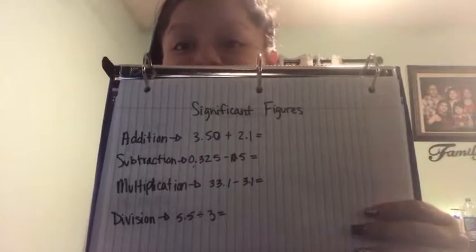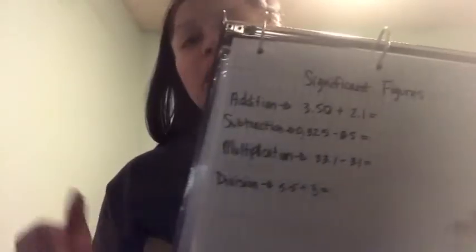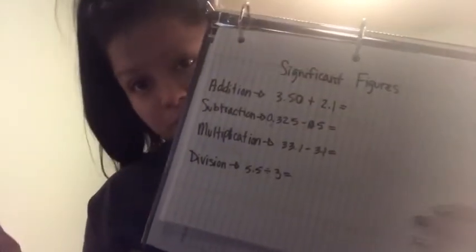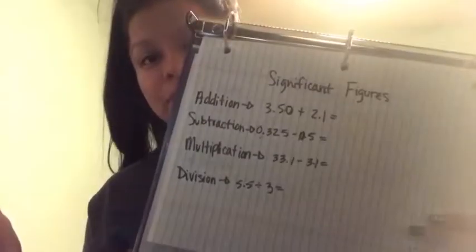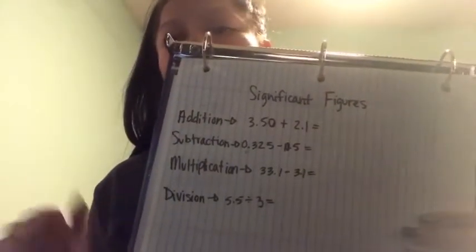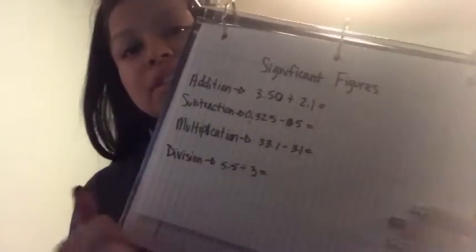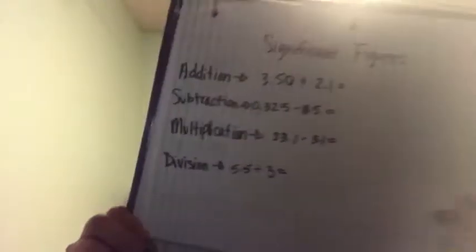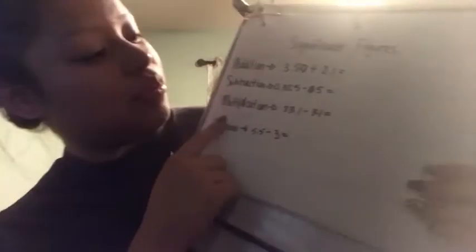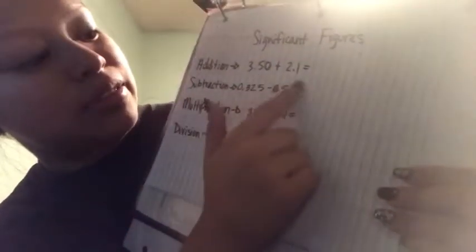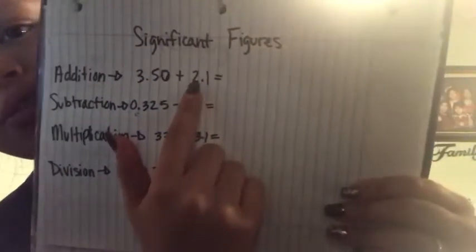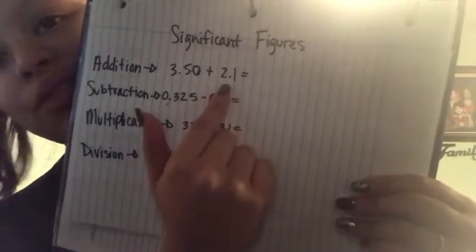Okay, so now that we are done talking about scientific notation, we will be talking about significant figures, or sig figs. I'll be showing addition, subtraction, multiplication, and division. For these, there are rules for how to count sig figs. If there are no zeros at all, like this right here, you will count 2. So this one has 2 sig figs.